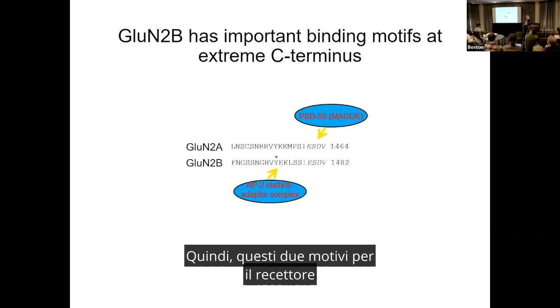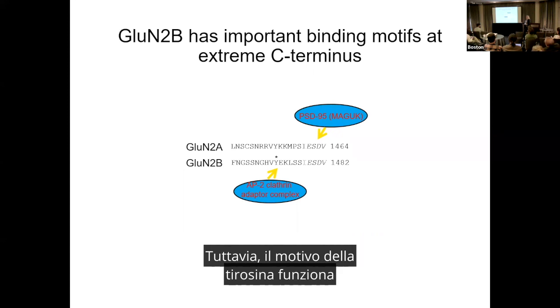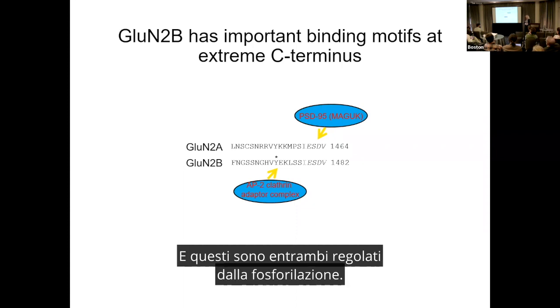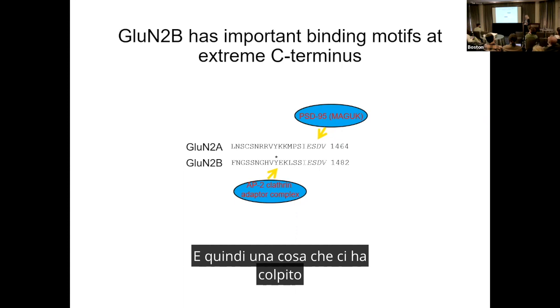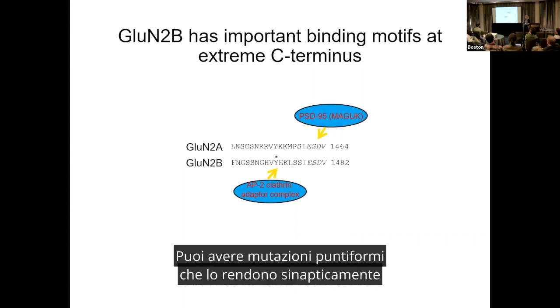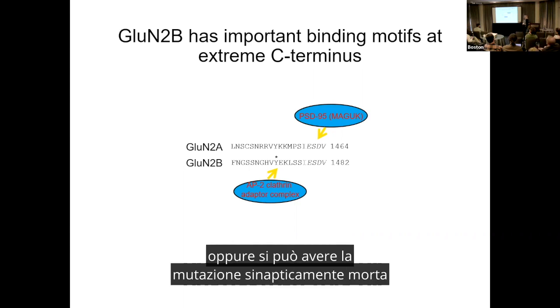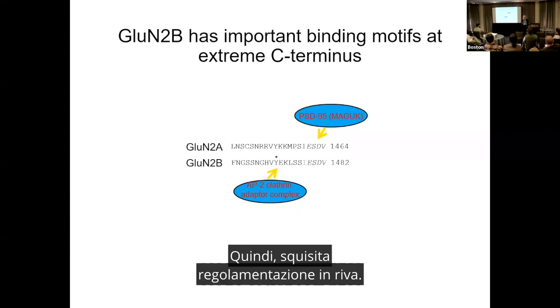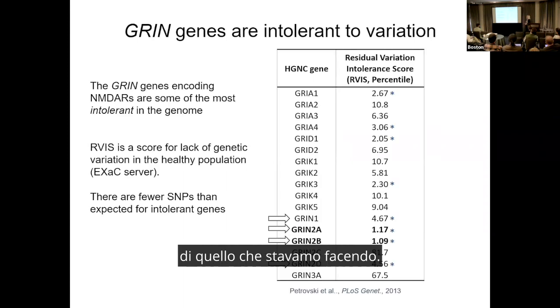These two motifs are working at cross purposes. One stabilizes the receptor on the surface, so you get a lot of synaptic receptors. However, the tyrosine motif is working to internalize it and downregulate it. These are both regulated by phosphorylation. One thing that struck us through all these years is that the motifs are very highly conserved, yet in 2A, we would make point mutations and they were almost inert. They had no effect, which was very frustrating because they were conserved. In 2B, they had huge effects. You can have point mutations that make it synaptically dead, or you can have the synaptically dead mutation and add a tyrosine mutation on top of it and rescue it. So, exquisite regulation in this short stretch. That's the basic science pitch of what we had been doing.